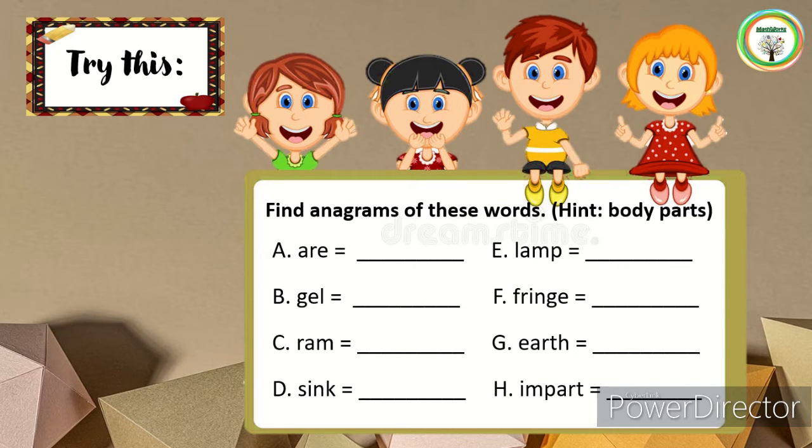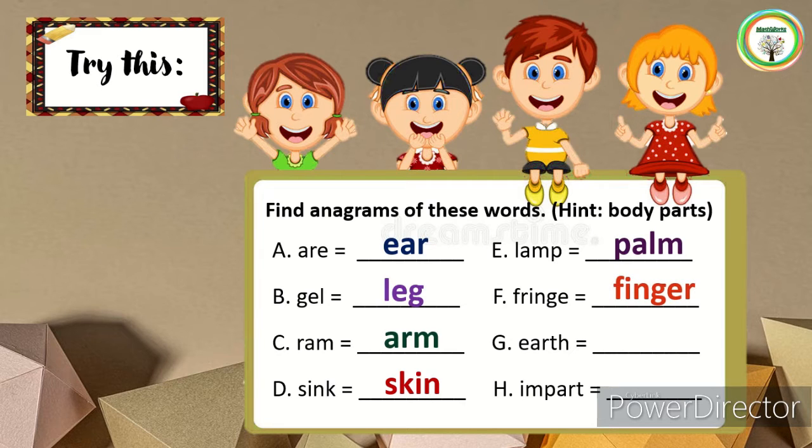Hint, body parts. Let's have letter A. The word "are" is an anagram of the word ear. Let's have letter B, gel. We have leg. Letter C, ram. We have arm. For letter D, sink. We have skin. For letter E, lump, palm. Fringe, finger. Earth, heart. And for the last one, impart, which is armpit.